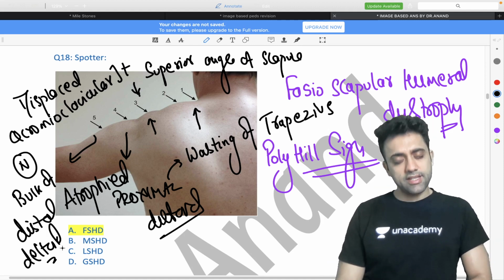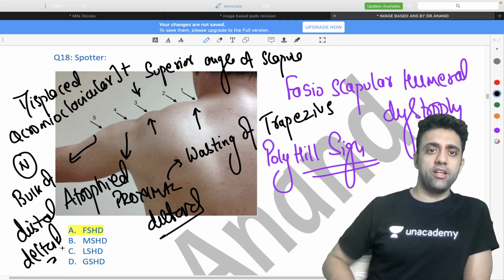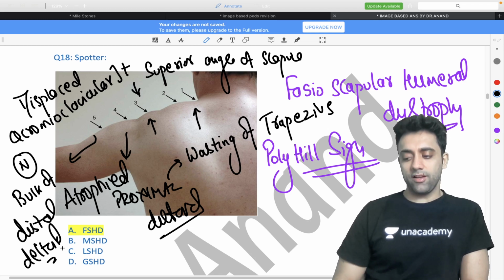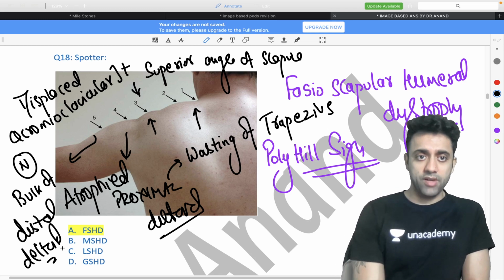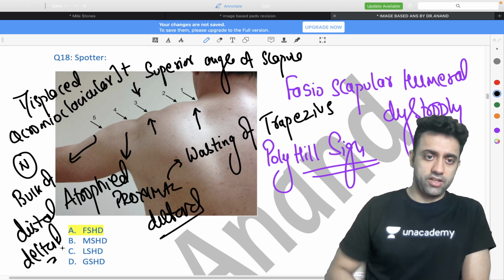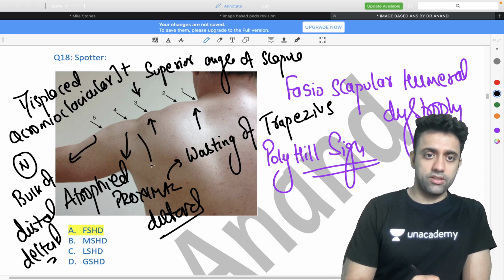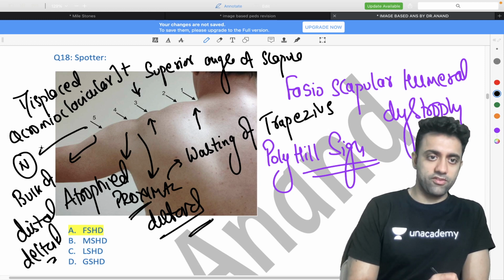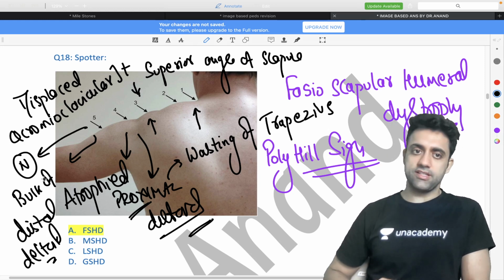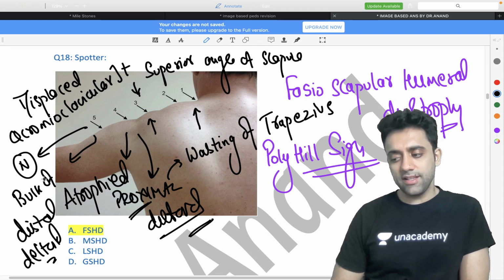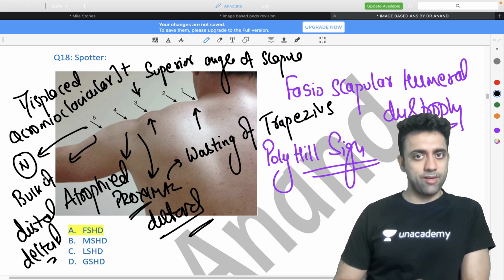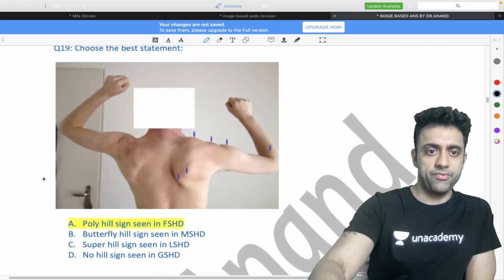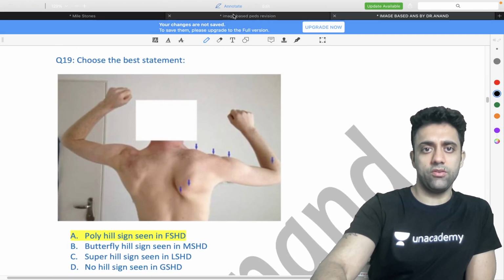You see a polyhill sign. Number 1, there will be very important wasting of the trapezius. Number 2, the superior angle of scapula. Number 3, a displaced acromioclavicular joint. Number 4, atrophied proximal deltoid. And number 5, the normal bulk of the distal deltoid. It's a polyhill sign seen in FSHD. FSHD is facioscapular humeral dystrophy. So for question 18, the best answer is FSHD. Okay, let me go to the answer.